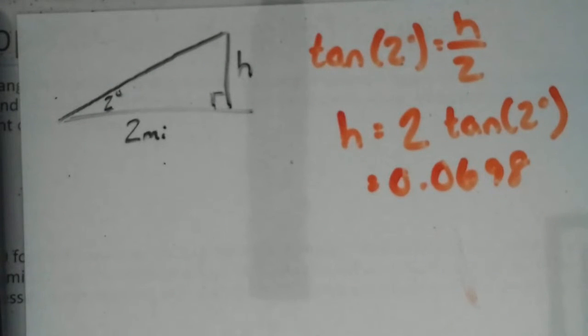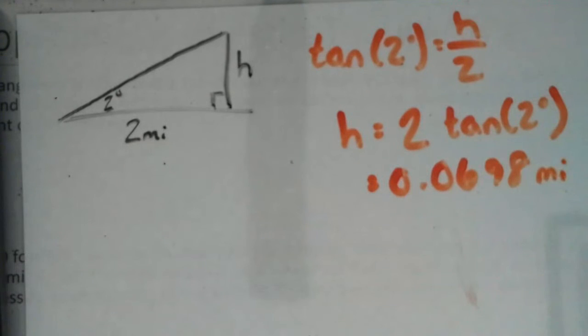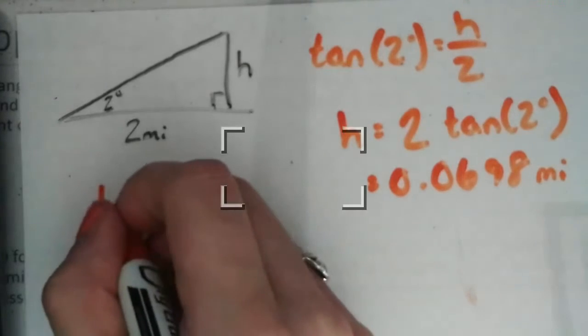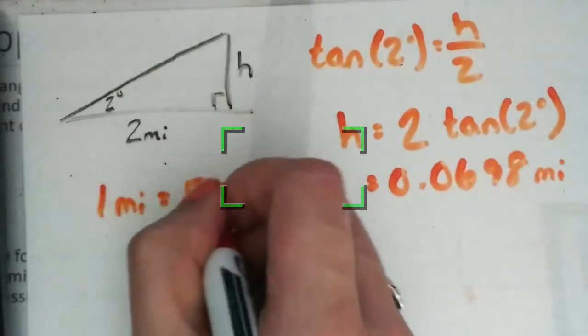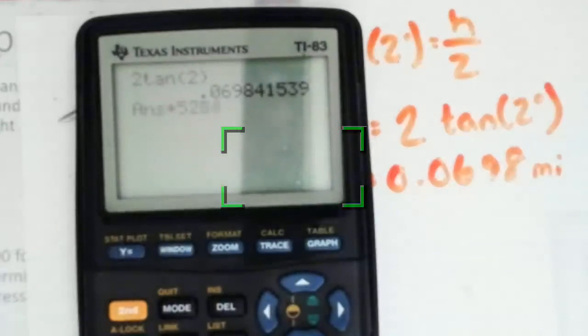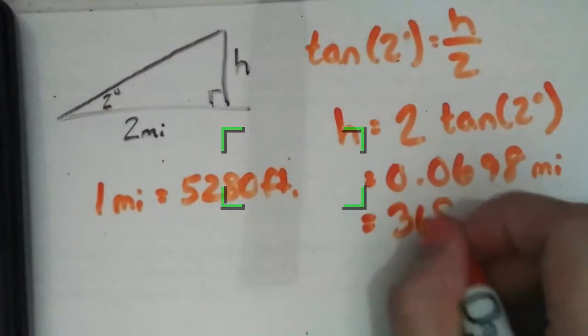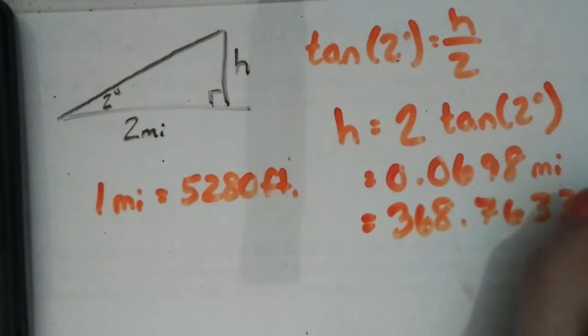That seems really short for a building. How does that make sense? Ah, the height of a building, that's a distance. And we measured distance in miles before. So that's how tall the building is in miles. Well, we typically don't measure building height in miles, so let's switch it to something we're more familiar with. 1 mile is equal to 5,280 feet. So if I take the height of the building in miles and multiply it by 5,280, I get that the height is about 368.763 feet.